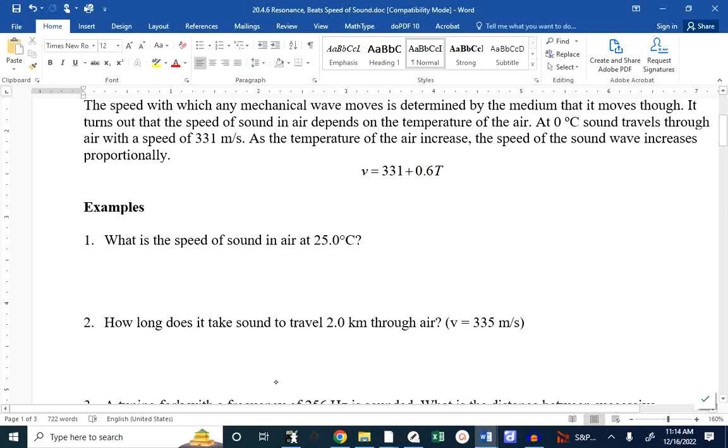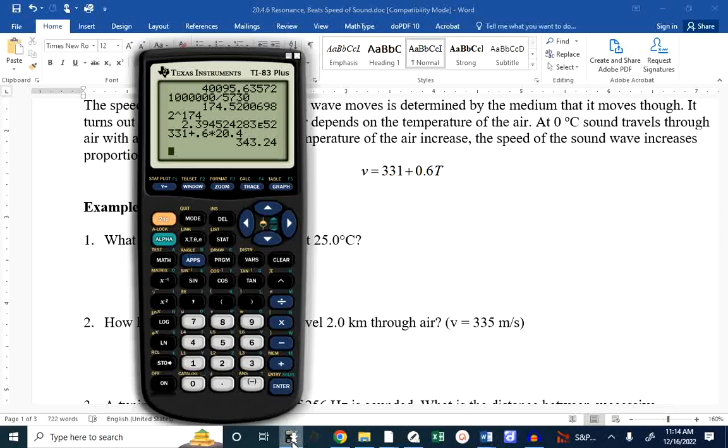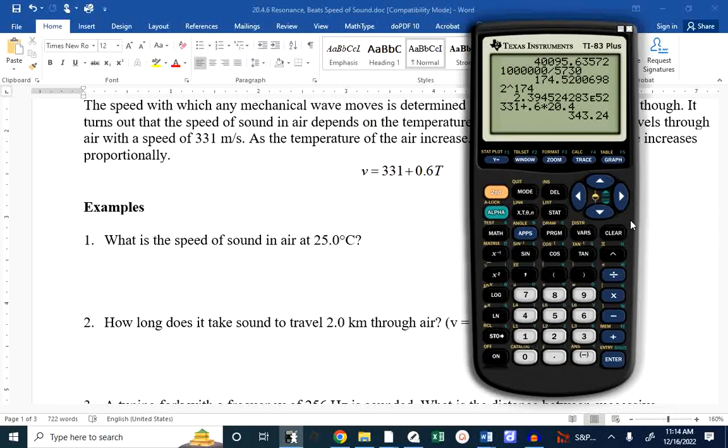So let's go through and let's do example 1. What is the speed of sound in air at 25 degrees Celsius? Well, as I said, my notebook software is not working, so I am just going to do this on my calculator. You will have to decide what it is you're going to write down. It would be 331 plus 0.6 times the 25 degrees Celsius. So about 346 meters per second, which is pretty quick.